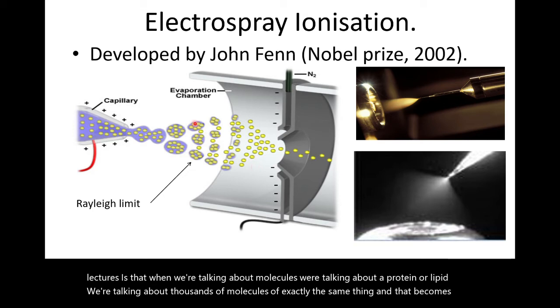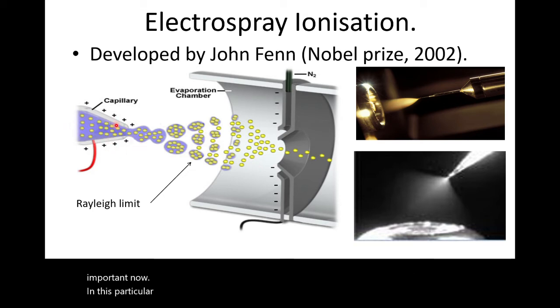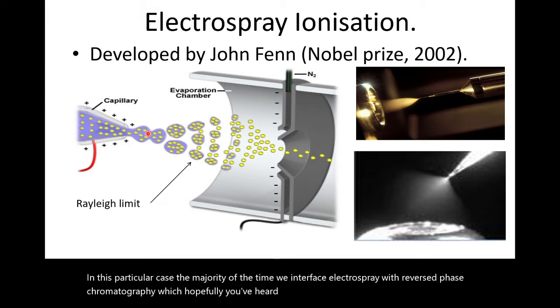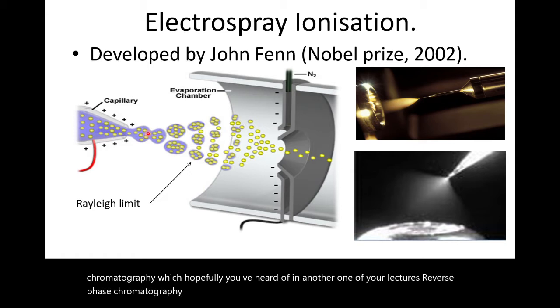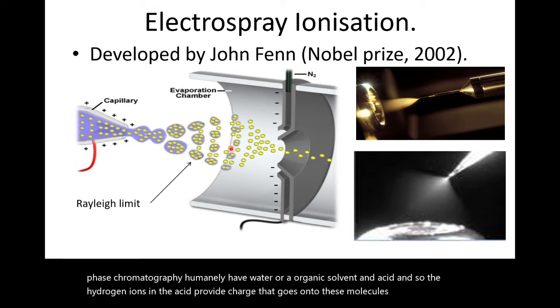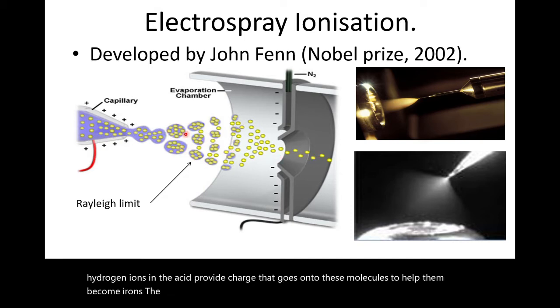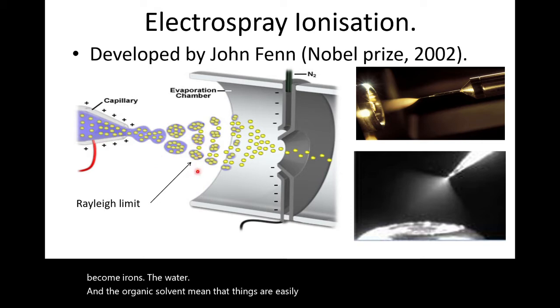Now, in this particular case, the majority of the time we interface electrospray with reversed phase chromatography, which hopefully you've heard of in another one of your lectures. In reverse phase chromatography, you mainly have water or an organic solvent and acid. And so the hydrogen ions in the acid provide charge that goes onto these molecules to help them become ions. The water and the organic solvent mean that things are easily evaporated to create the electrospray.